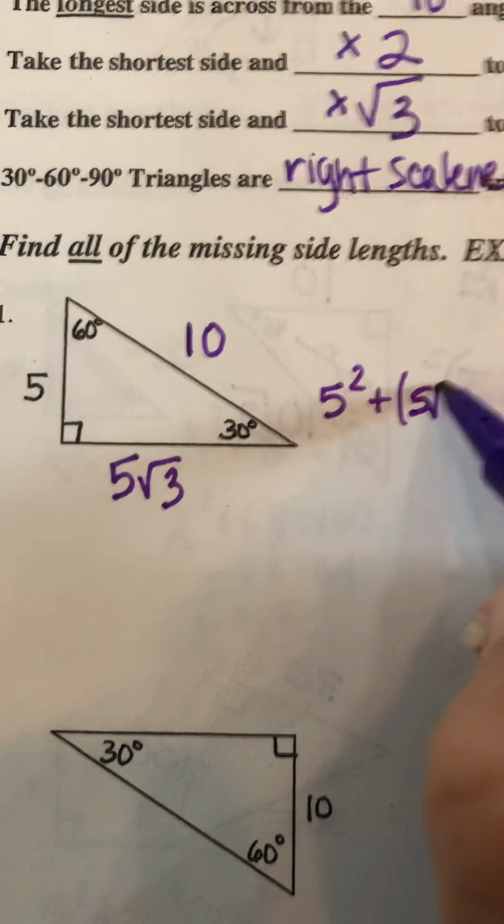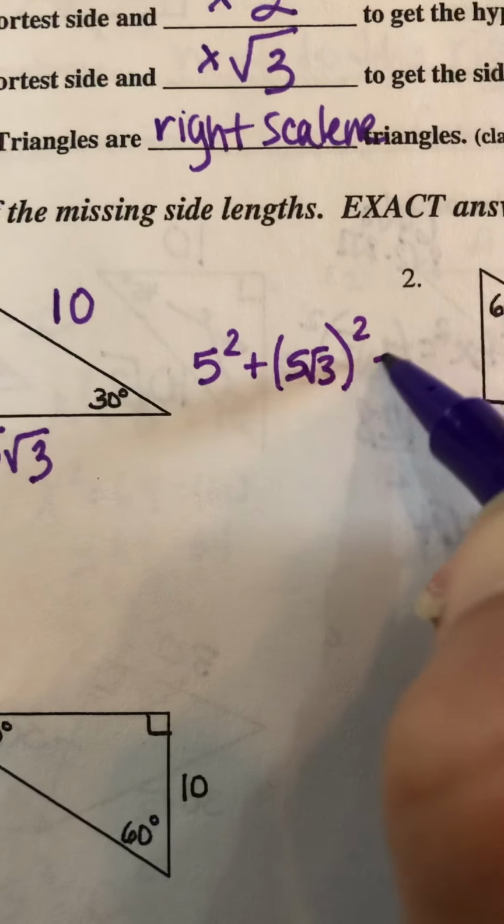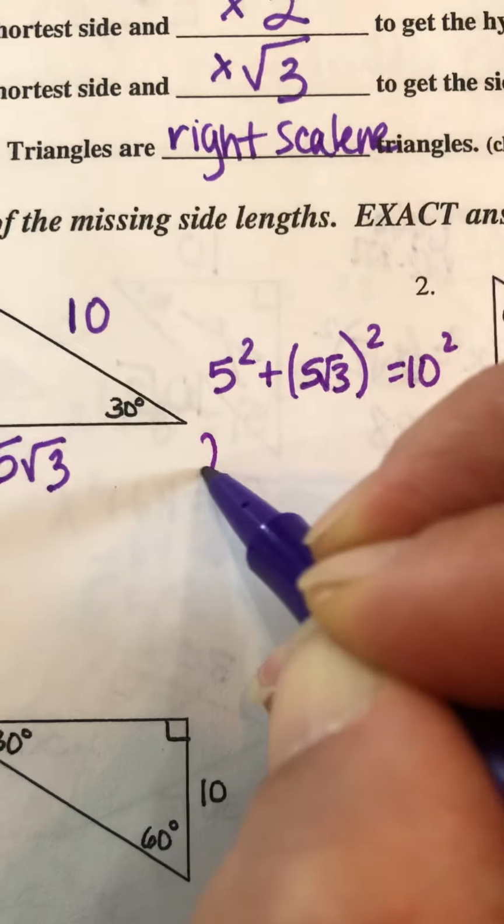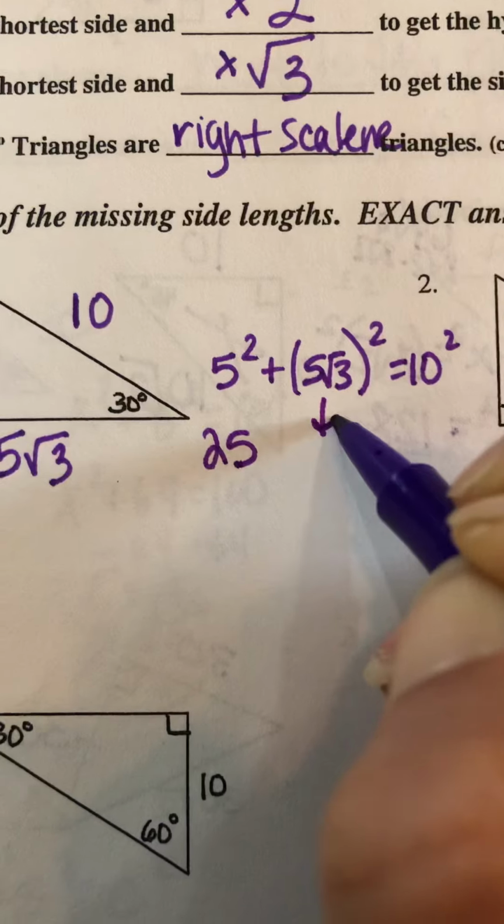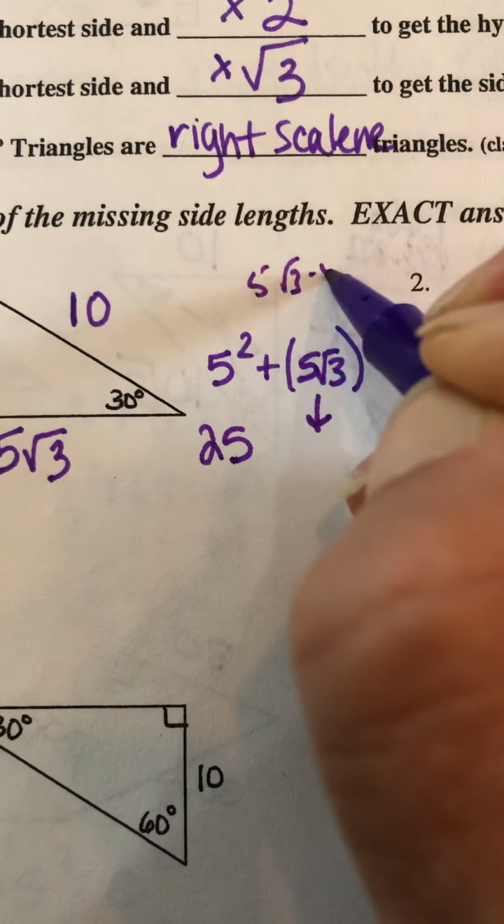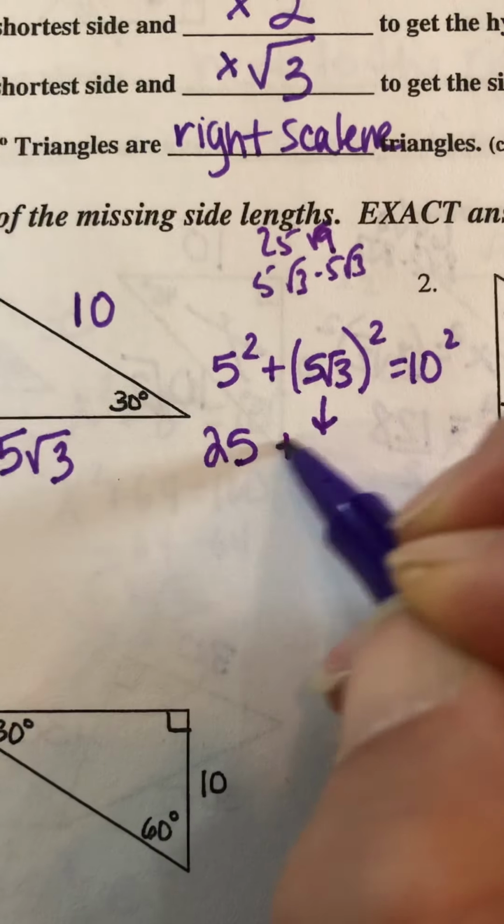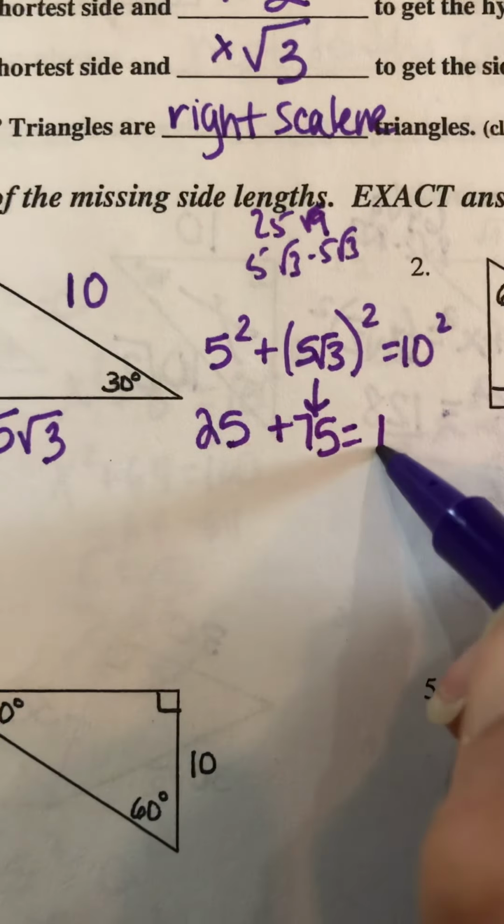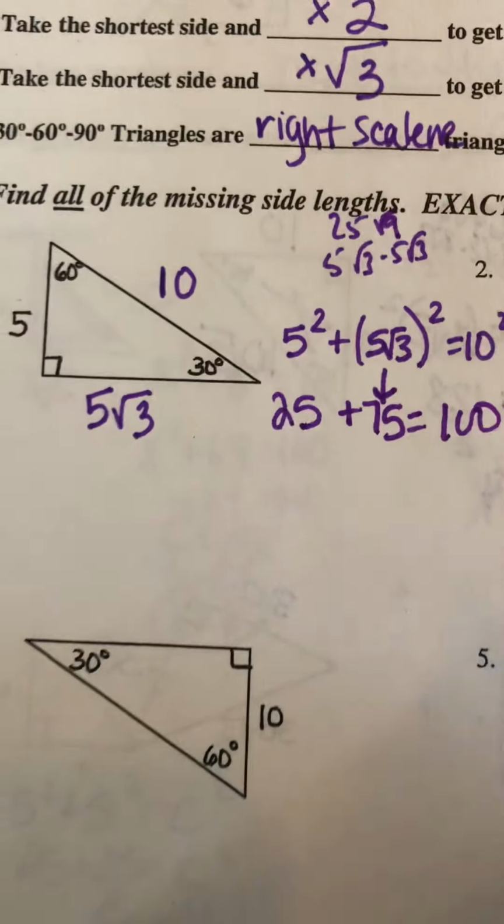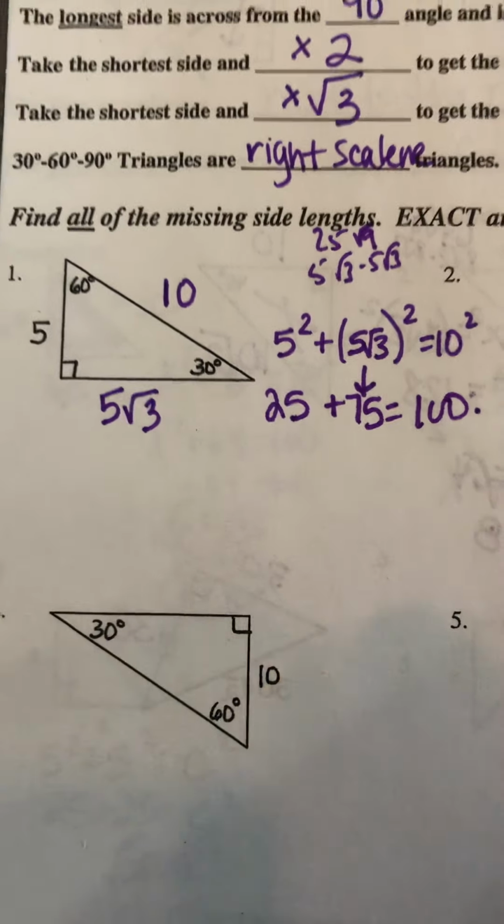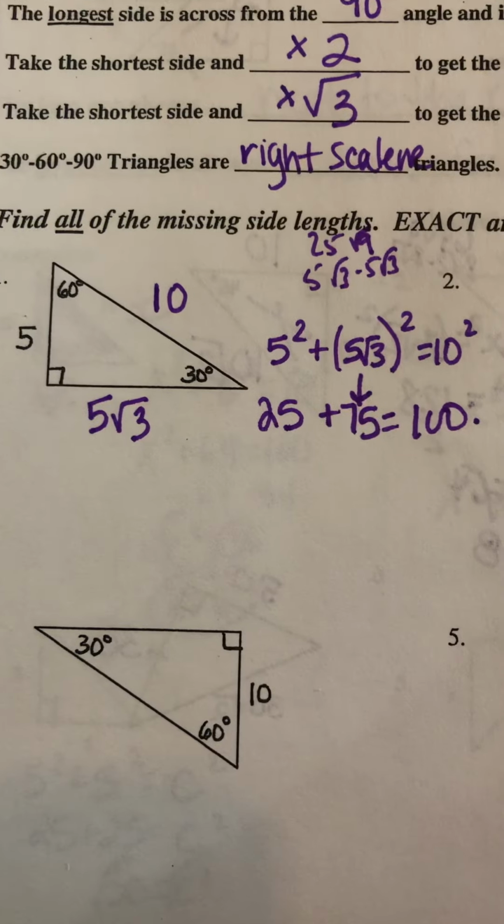5 squared plus 5 root 3 squared does equal 10 squared. 5 squared is 25. 5 root 3 squared is 5 root 3 times 5 root 3, which is 25 root 9, which is 25 times 3, which is 75. And so it is true, of course, that 25 plus 75 is 100. You don't have to do that. All you have to do is follow the pattern.